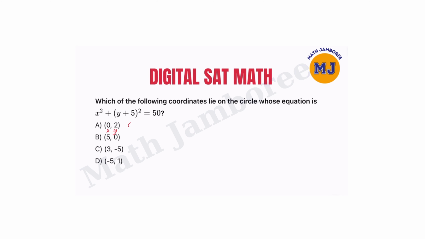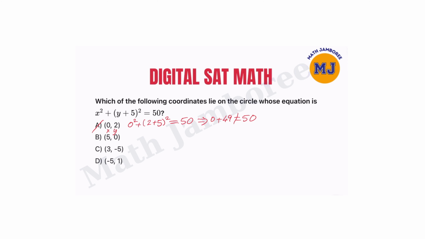So let's substitute 0 for x this time. 0 squared plus (2 plus 5) squared. Does that give you 50? Let's check. 0 squared is 0, and 2 plus 5 is 7. 7 squared is 49. And can I get 50 by adding 0 and 49? No, I cannot. So A is not the answer.